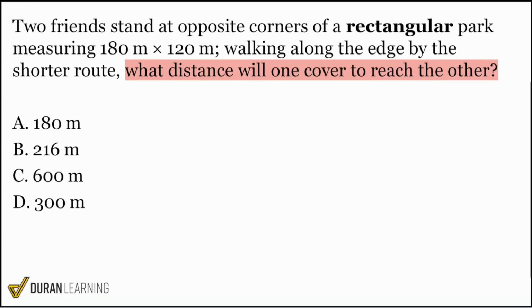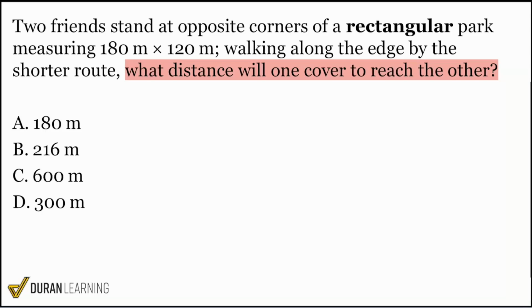Let me go ahead and highlight that. So, what distance will one cover to reach the other? So, everybody, is it safe to say that because we're talking about two friends standing on certain places of a rectangle, we're basically going to put these friends on the rectangle and figure out how long it is between one and the other? Is that somewhat in the ballpark before I actually confirm that?